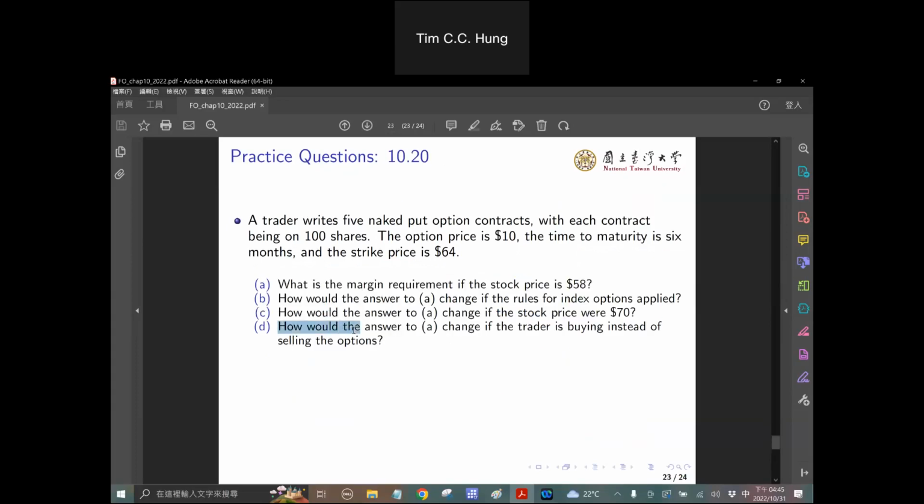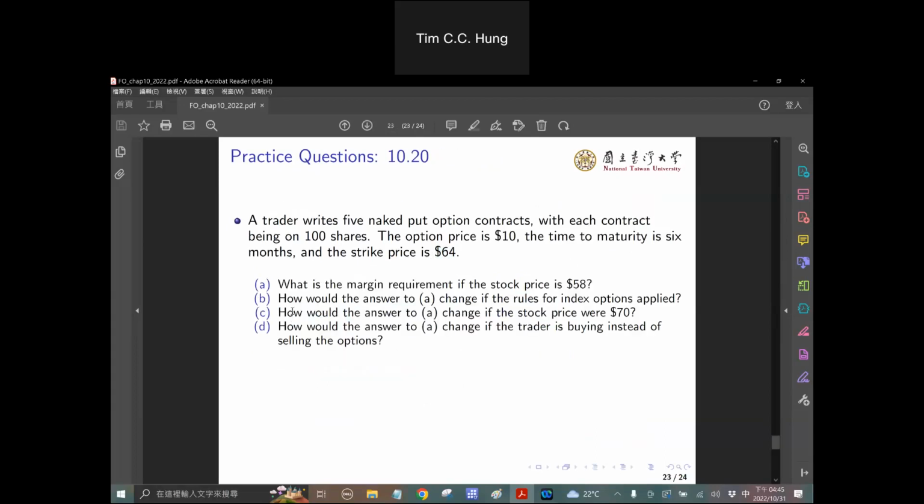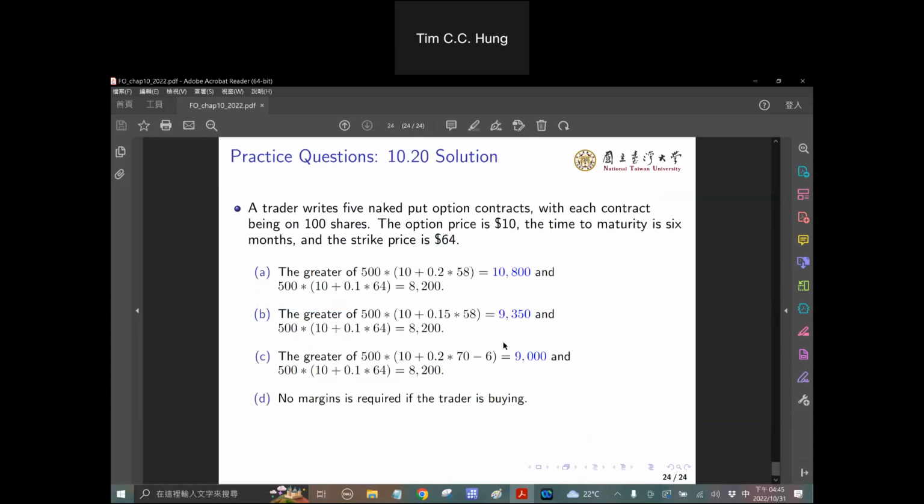C, how would the answer to A change if the stock price were $70? If it's $70, then now it's out of the money. So it's out of the money by $6 per share. So then we do the calculation. The first calculation will give us $9,000, still larger than $8,200. So in scenario C, the initial margin requirement will be $9,000.